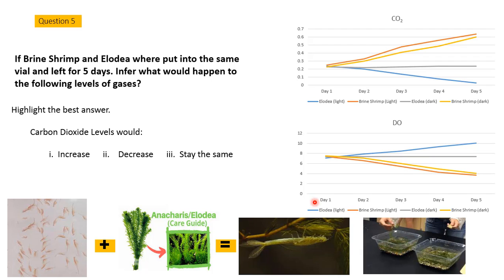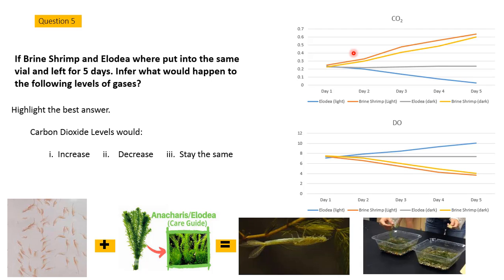Okay, so highlight the best answer. If you leave carbon dioxide levels alone for 5 days, what would happen to the carbon dioxide levels? Our brine shrimp, as you know, would produce carbon dioxide and just come pumping it out. Well, the Elodea would be sucking in the carbon dioxide as it's being pumped out. So what do you think would happen over 5 days? We're going to infer the best answer. Is it going to increase, decrease, or stay the same?